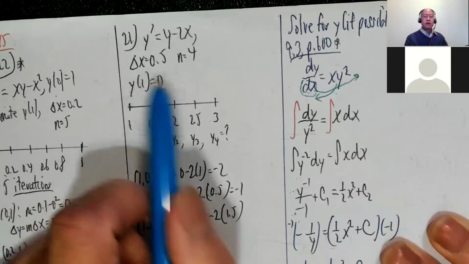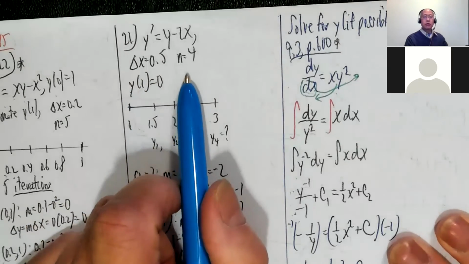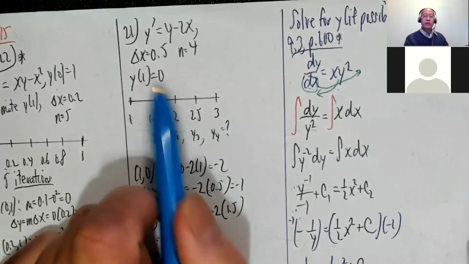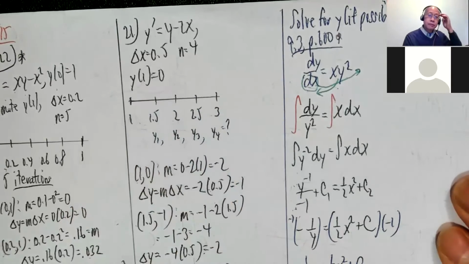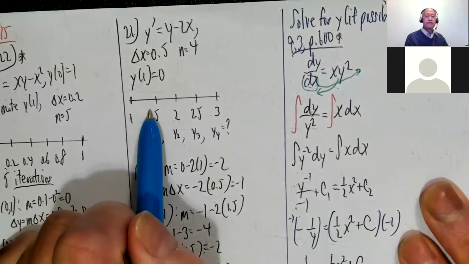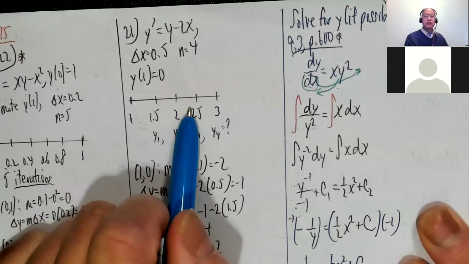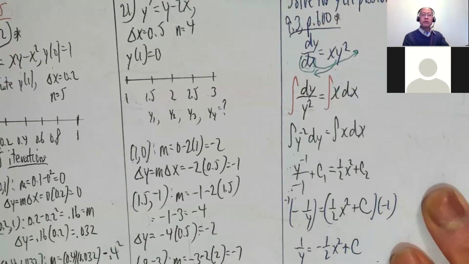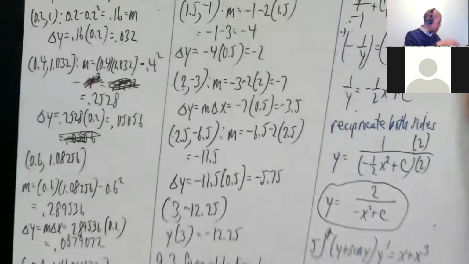Okay, delta x is 0.5, and they want you to do n equals 4. So y of 1 is 0. Where do we end up by the time we reach 3? So if delta x is 0.5, I go from 1 to 1.5, 1.5 to 2, 2 to 2.5, 2.5 to 3. Now in the problem, it asks for y1, y2, y3, and y4.